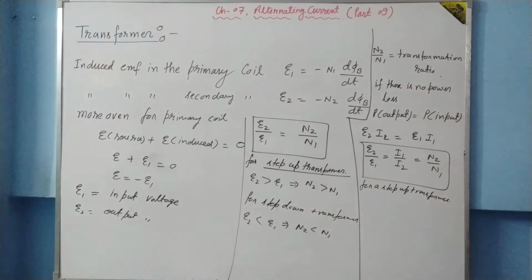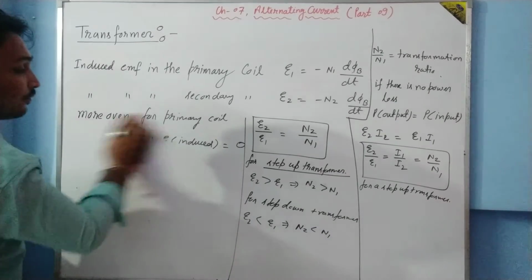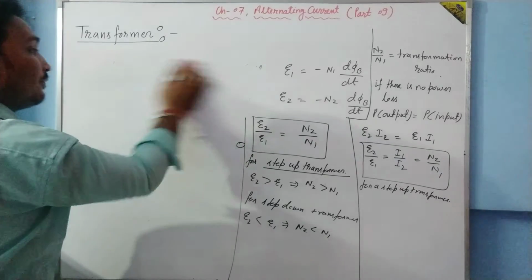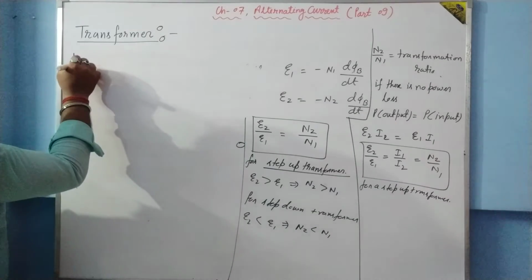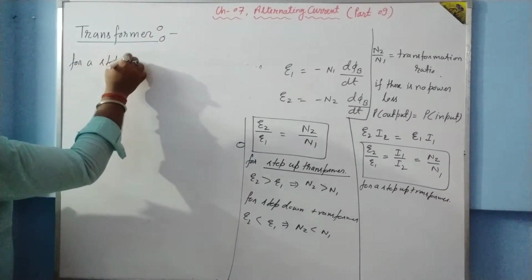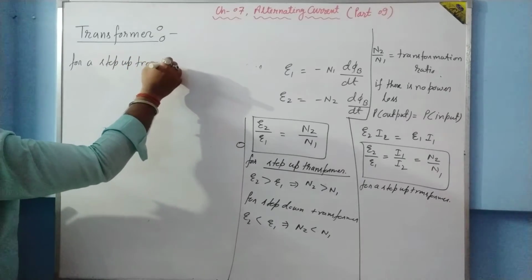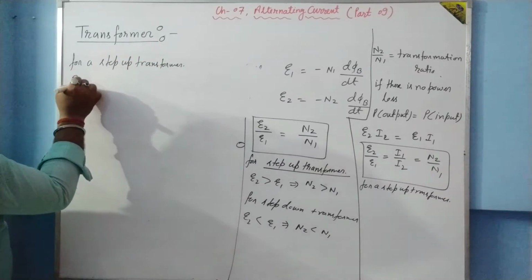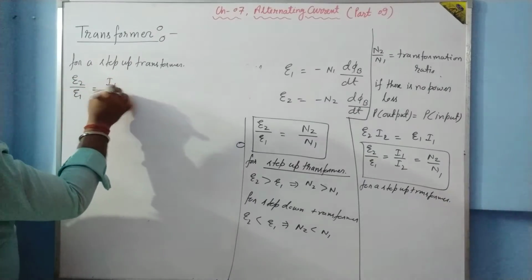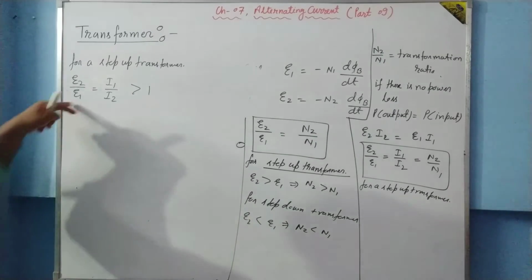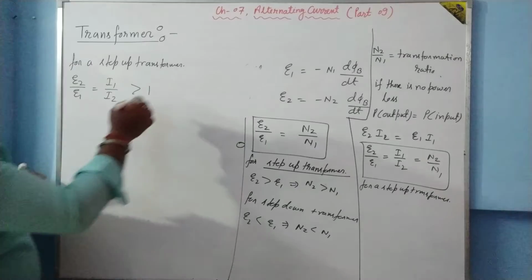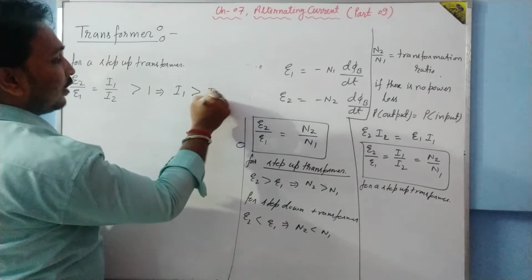Let me write this side. If you want to note down, pause the screen and note down. So let me write this side. For a step-up transformer, E2 upon E1 is equal to I1 upon I2, which must be greater than 1. In that case E2 will be greater than E1. So from here one more thing you can achieve, that I1 is greater than I2.